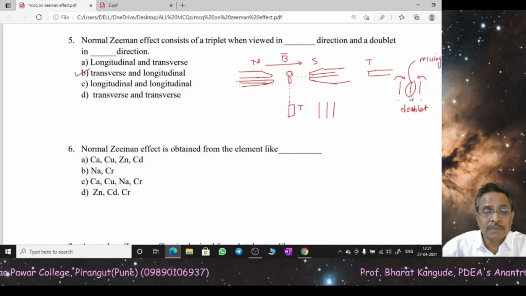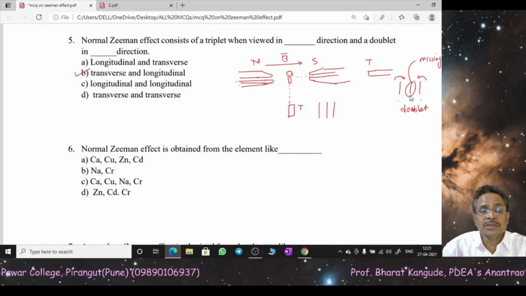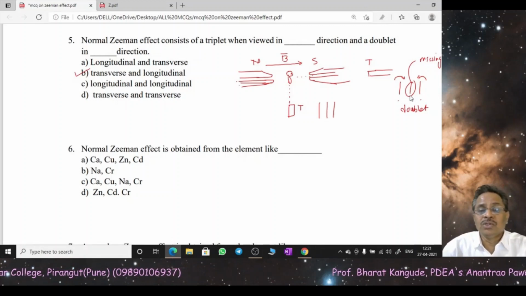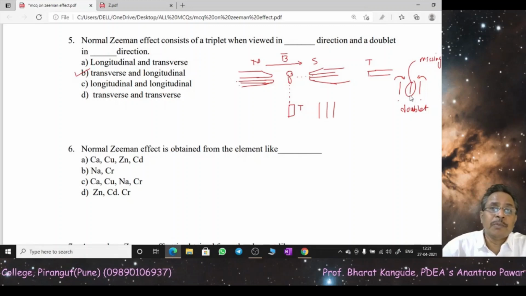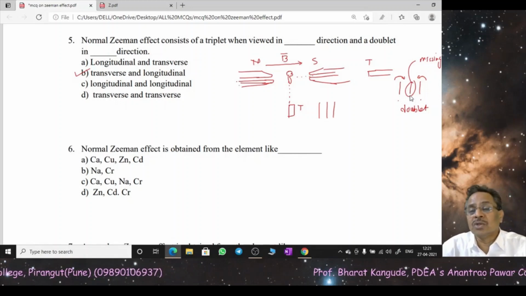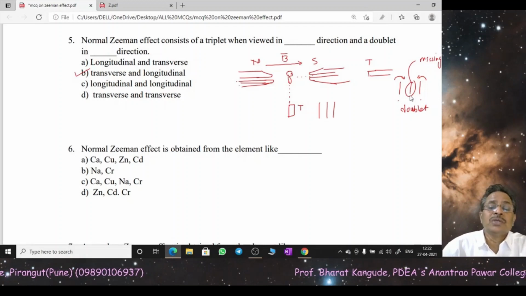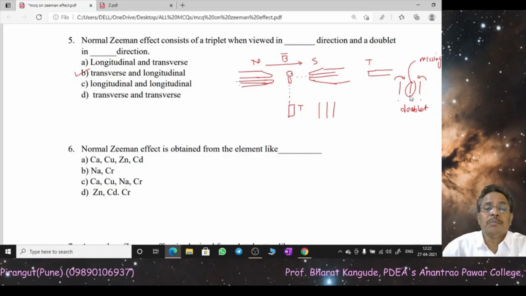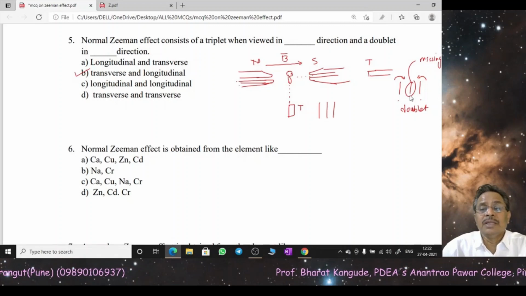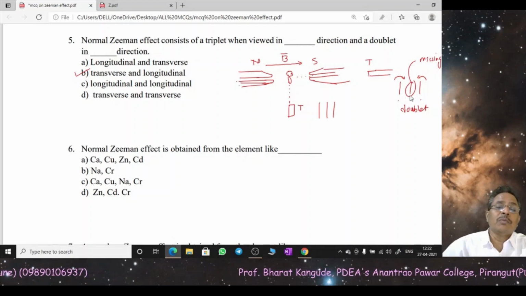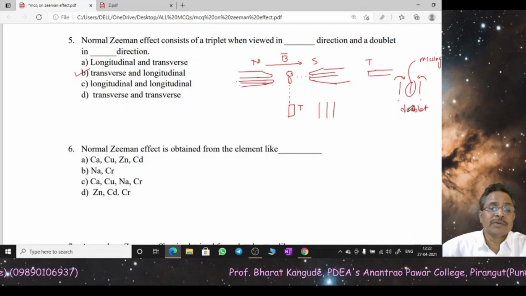Many times these words may be changed. Instead of transverse view, we may say perpendicular view. Instead of longitudinal view, we may say parallel view, or in the direction of the field, or perpendicular to the direction of the magnetic field. Many words can be changed, but the situation remains the same: in the transverse view three lines are observed, and in the longitudinal view two lines are observed in the case of the normal Zeeman effect. That is question number 5.